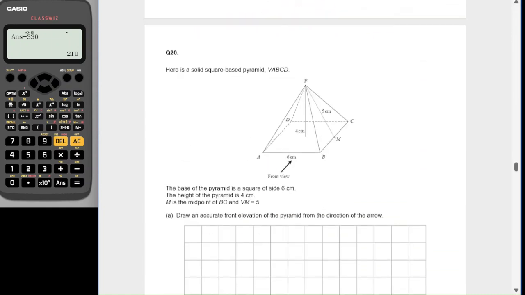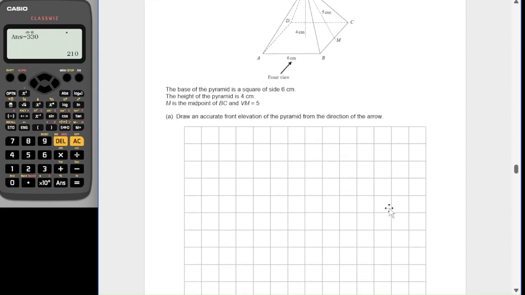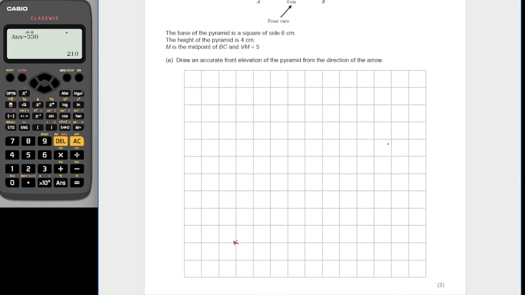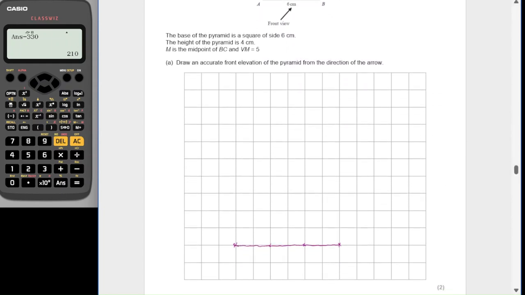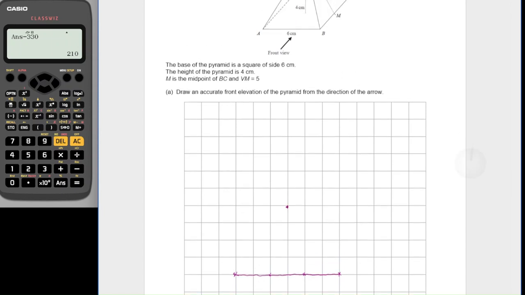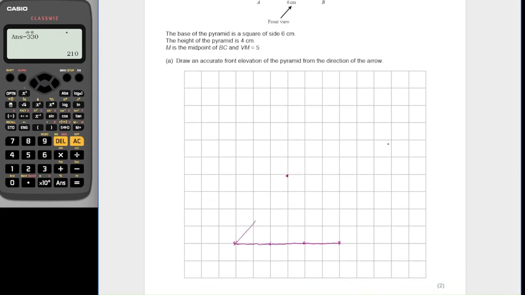Okay then, question 20. Draw an accurate front elevation of the pyramid in the direction of the arrow shown. So I see this bottom edge is 6 centimeters. So I want a 6 centimeter line, 2, 4, 6. And then the height that I would see is the vertical height, not the slope height. So 4 centimeters, so 2, 4. And all sides are equal, so it would be directly above. I encourage you to use a ruler.